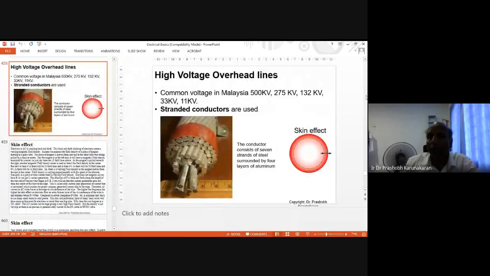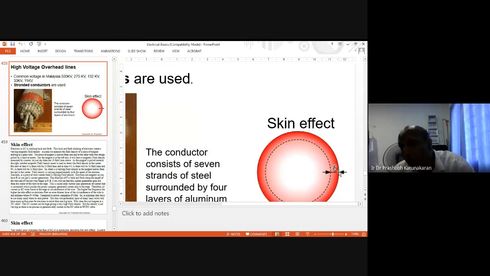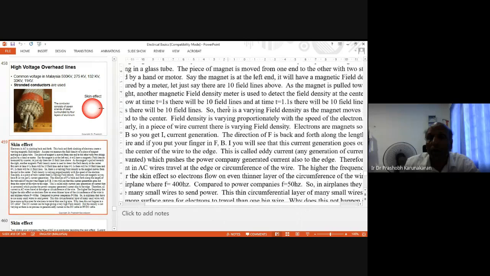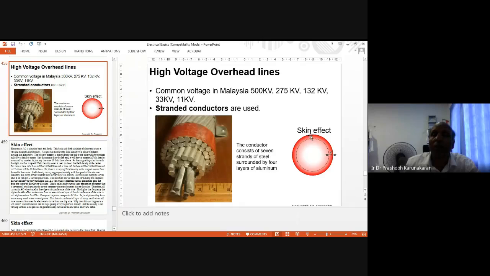Look at this. This thing where the electrons only move on the outside is called skin effect. See here. The skin depth is normally, in most overhead lines, just about 1 cm, less than a cm. It only uses less than a cm to travel in overhead lines.